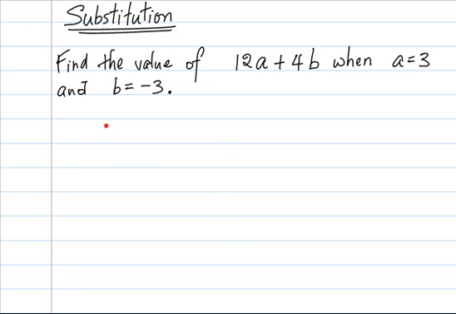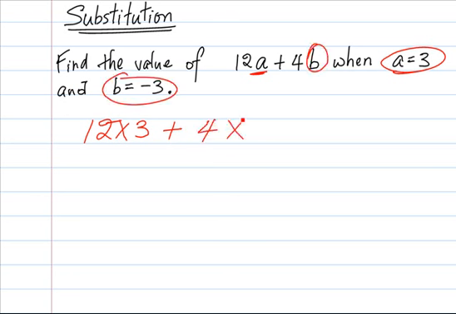Now in substitution, 12a actually means 12 times what a is. Now a in this case is 3, so it's really 12 times 3 plus 4 times, and what is b? The question is what's b? B is right here. They say it's negative 3, so you substitute it right in there. Now you always do multiplication. In this case, you do multiplication first. You don't have to put the brackets, but put them in there for a bit of convenience.